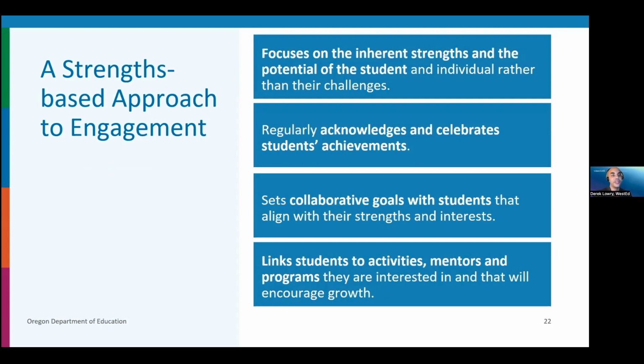It's important to regularly acknowledge and celebrate students' achievements as opposed to student failures. And it's also important to set collaborative goals with students that align with their strengths and their interests. Linking students to activities, mentors, and programs they're interested in will encourage growth and them opening up as well.